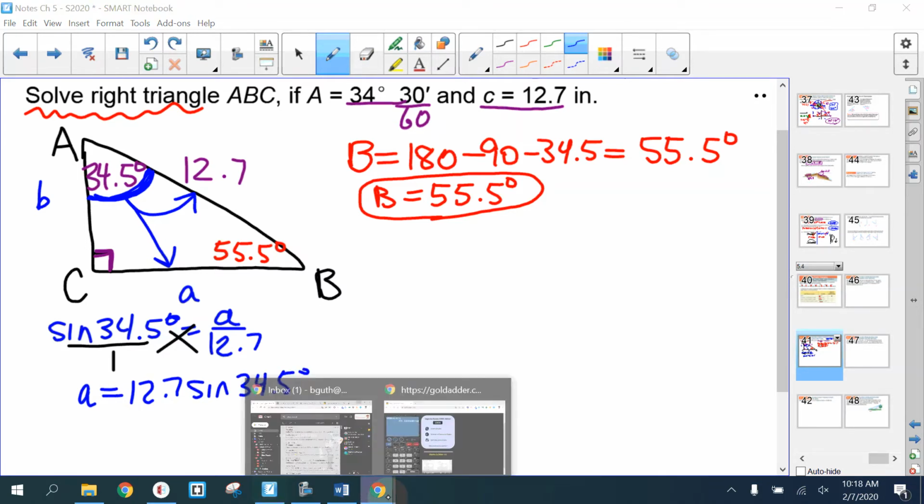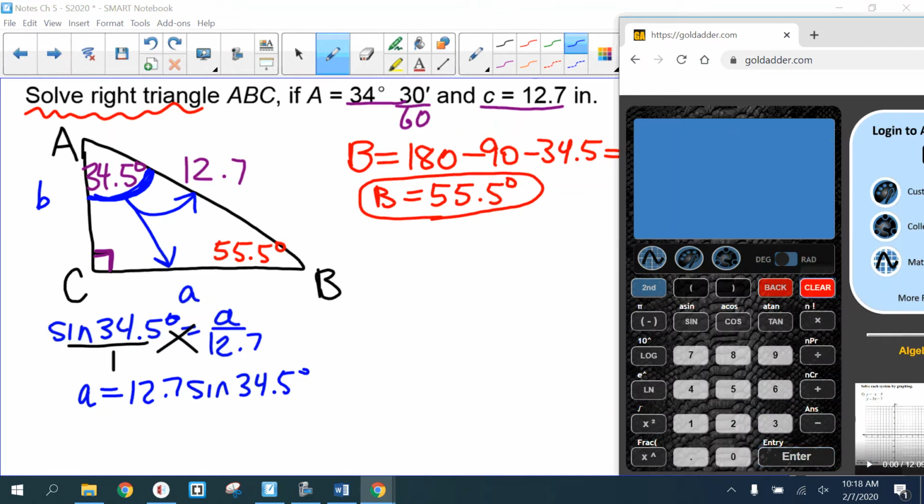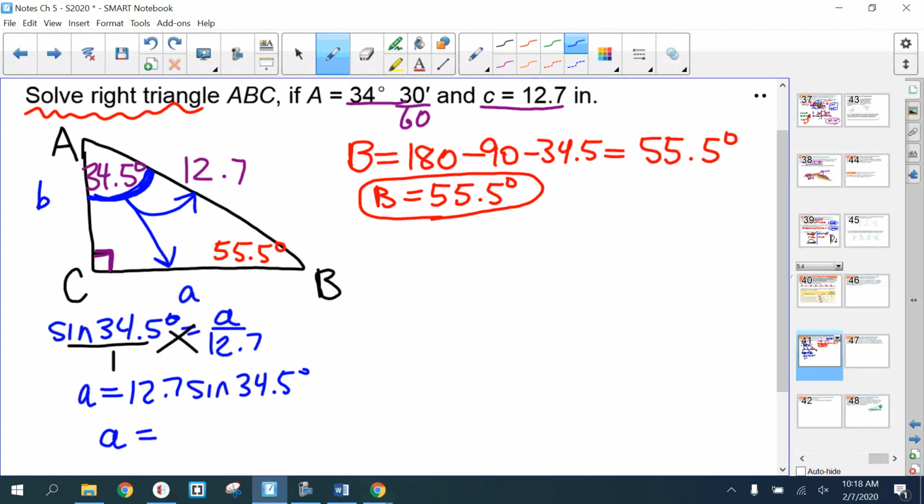And that's where we would need our calculator. Make sure you're in degrees. 12.7 sine 34.5, and in this problem it's 3 significant figures, so they intended for you to round to 3 significant figures. 7.19. What's the unit? Inches. Okay, so now we know this side is 7.19, and now all we need is B.